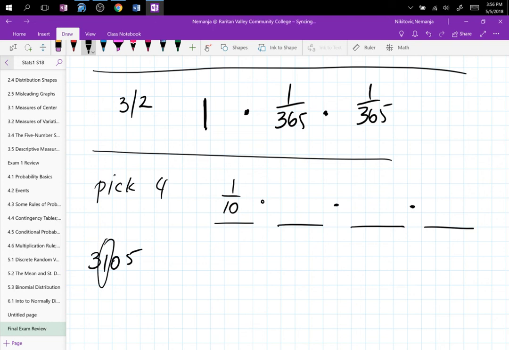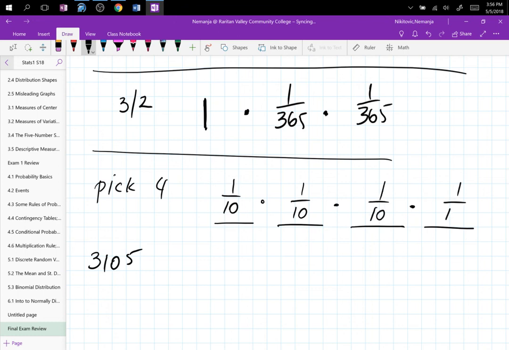What is the probability to pick a 1? 1 over 10. Is zero an option? Yes, it is. Oh, it is. It says 0 to 9. You tricked me. What's the probability to pick 0? 1 over 10. 1 out of 10.